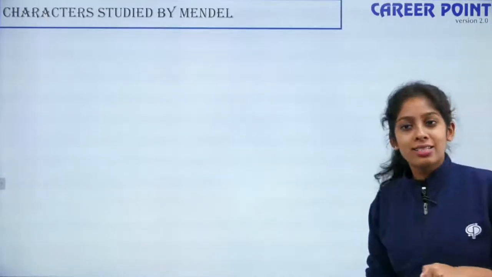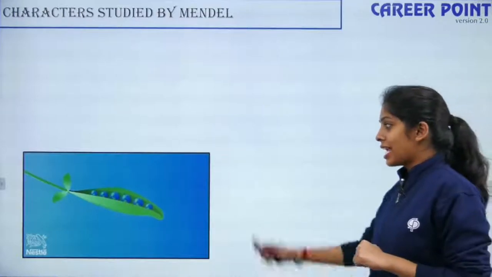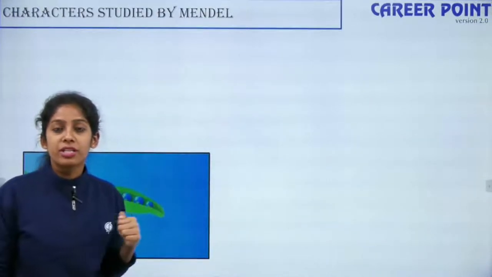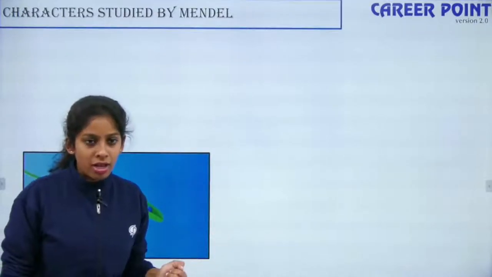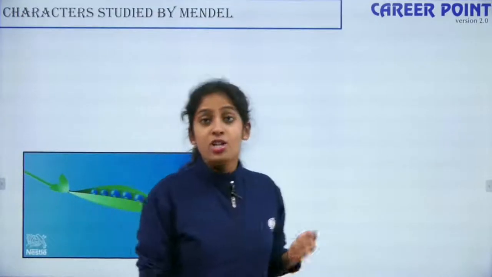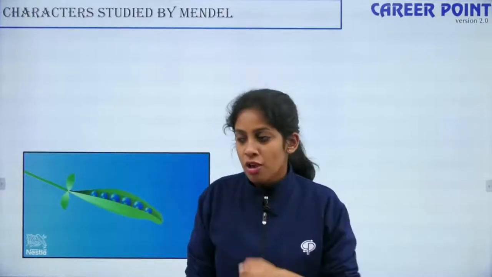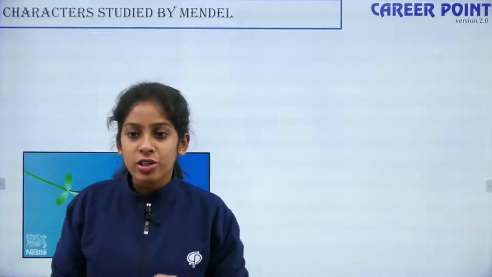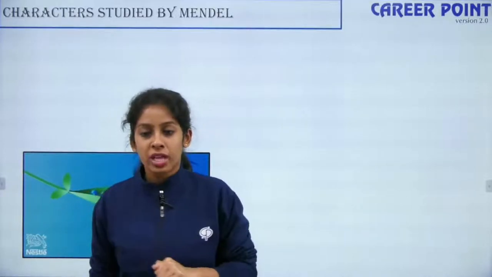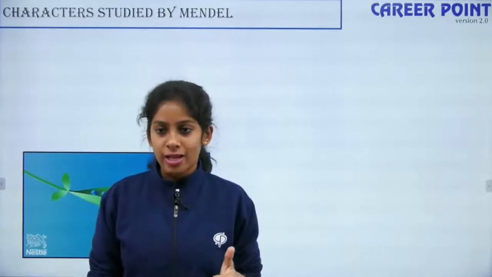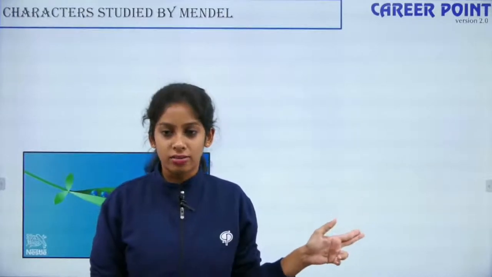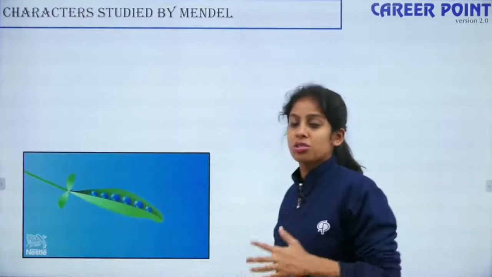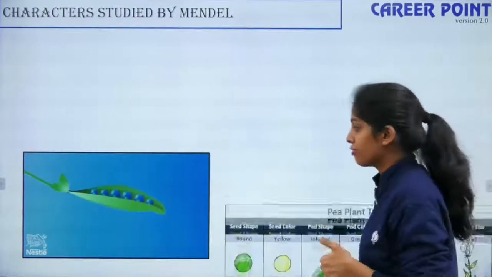So what are the characters studied by Mendel? When I say he chose Pisum sativum, what characters in Pisum sativum did he choose? Because it's a complete plant, it has hundreds of characters. So which character did he study? For example, if I choose a rat for my experiment, what are the characters or features of the rat that I want to study? Say I want to study the rat tail, the rat heart, the rat liver. So I have specifications, right? Mendel would also have chosen certain characters or specifications.